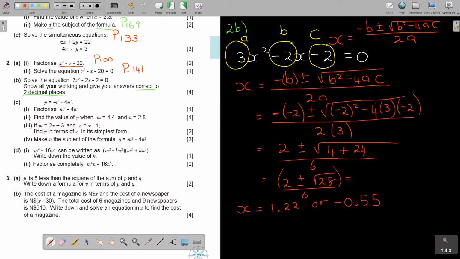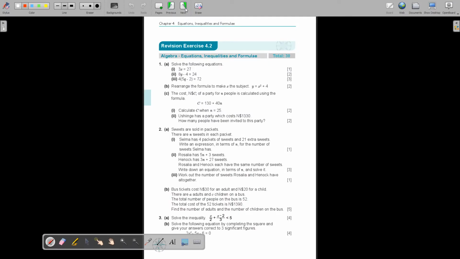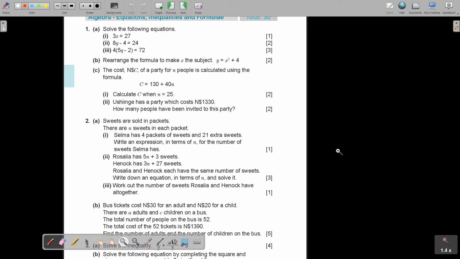So always, if you have a quadratic equation and you see correct to 2 decimal places, then go and do the formula. I just want to show you, and I'm going to show it in this video because I'm not going to do the next exercise this year. But I want to show you, and I'm just going to refresh your memory, basically by showing you that.